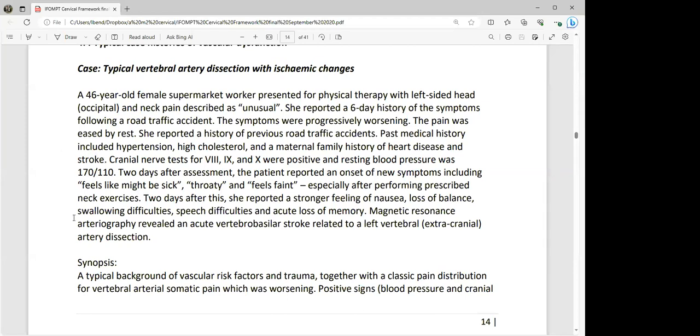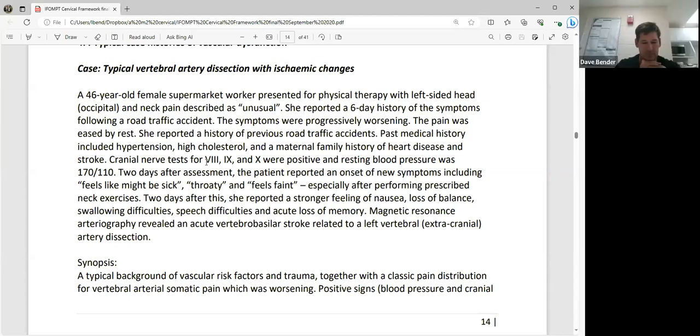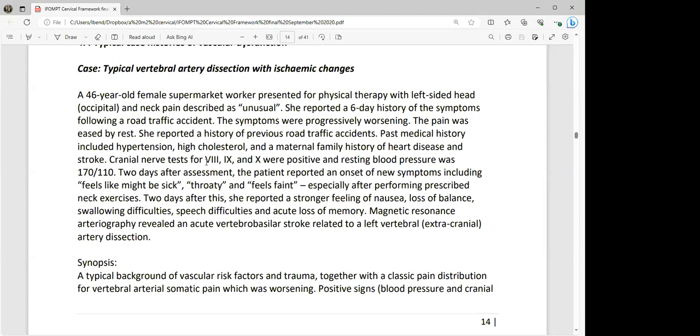Yeah, that right there was the red flag to me. Reading the previous history of road traffic accidents, the first thing I thought was, oh, maybe she's strained some scar tissue or the fatty infiltrate. But when somebody says that when they're moving they start to feel sick or throaty or faint, that's like it's ready to get somewhere else.